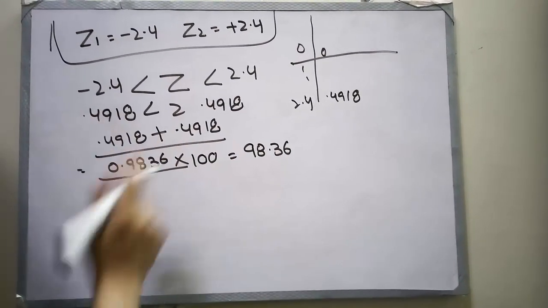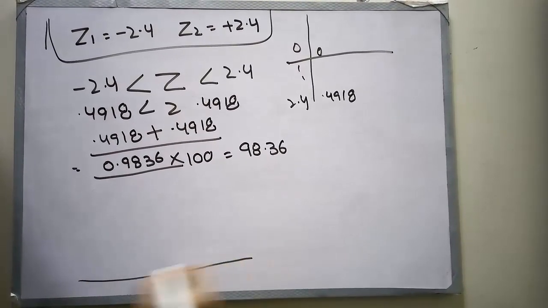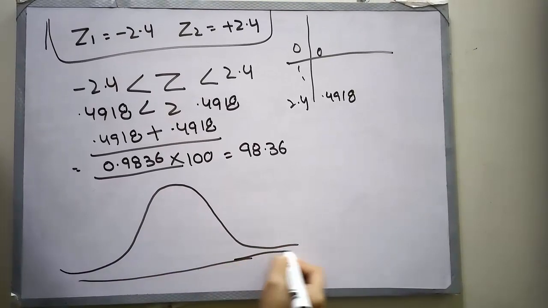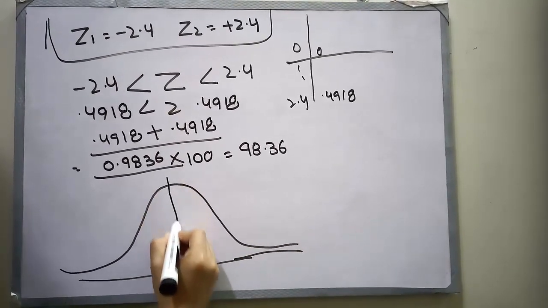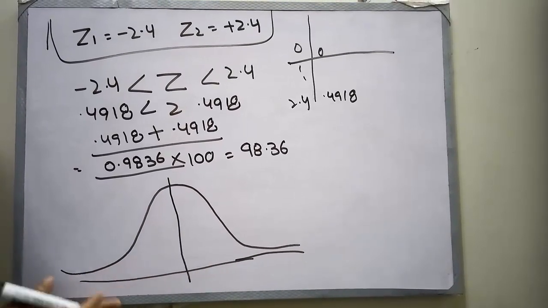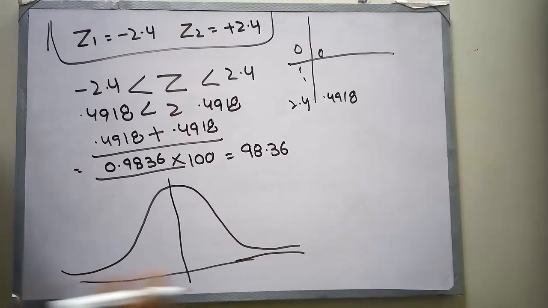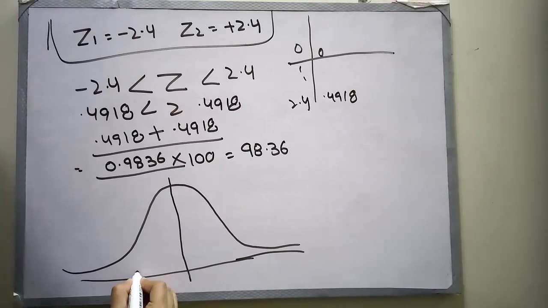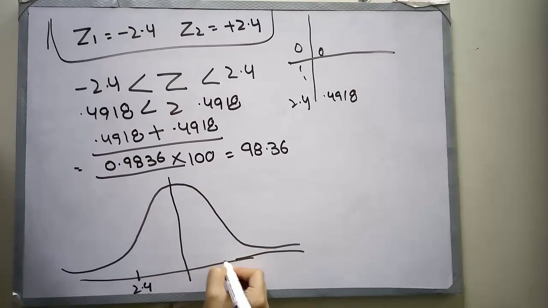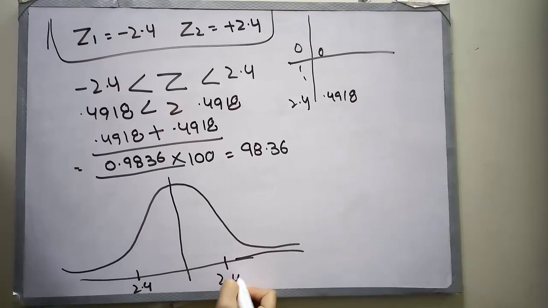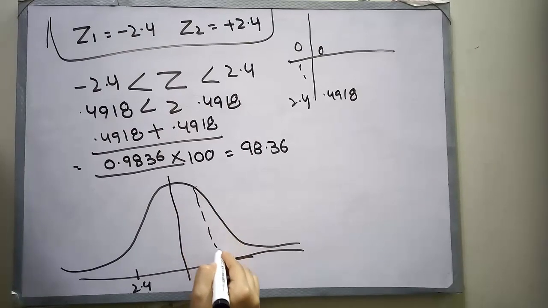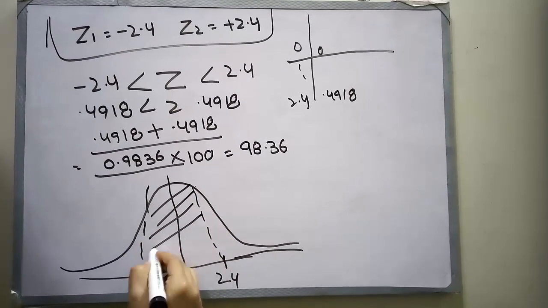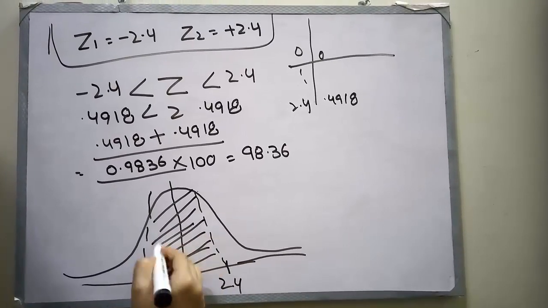Now how to represent this equation in a bell curve? So this is our middle line. This side would indicate the negative region and this side would indicate the positive region. So we were supposed to find the area between negative 2.4 and positive 2.4. So we were supposed to find this expected area, which we have found through our equations.